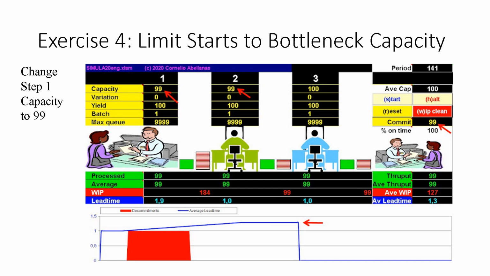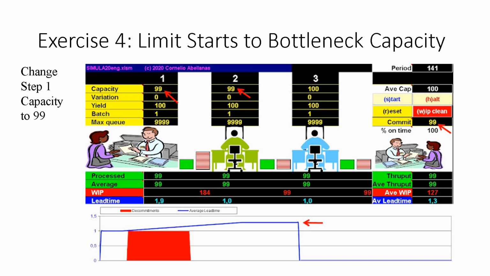Continuing from the previous exercise, just press Halt to stop simulation, change step 1 capacity to 99, and press Start to simulate again for a few minutes. Now answer these questions. Is the queue still growing? What about lead time? What is the average lead time? Why?